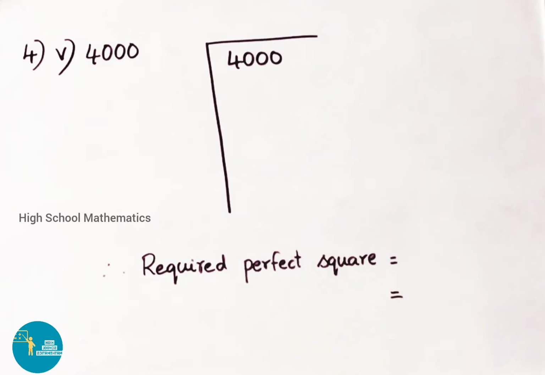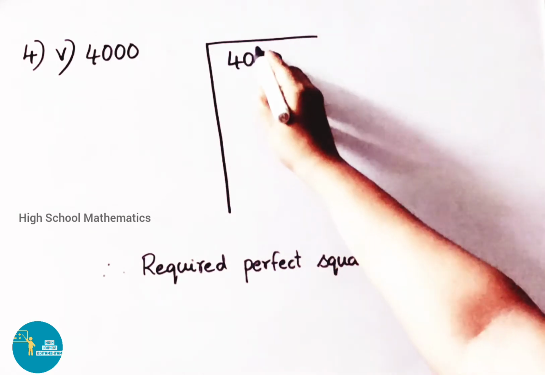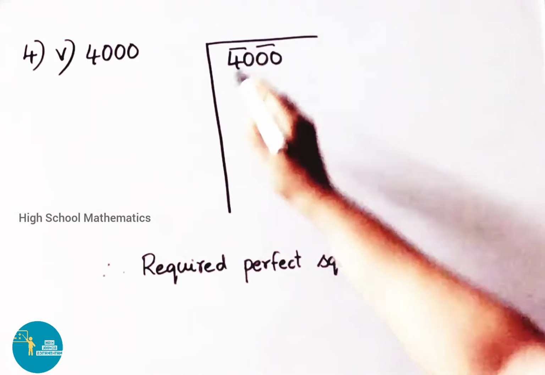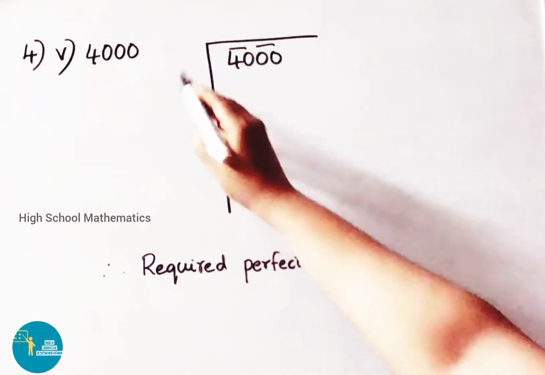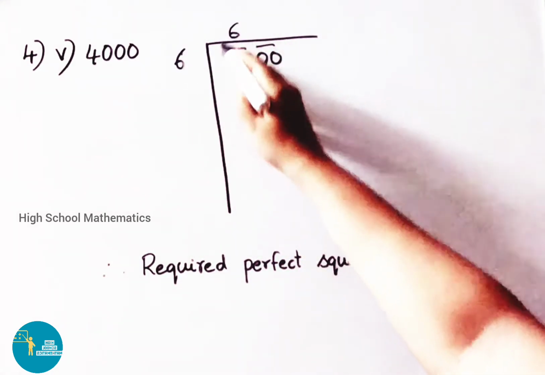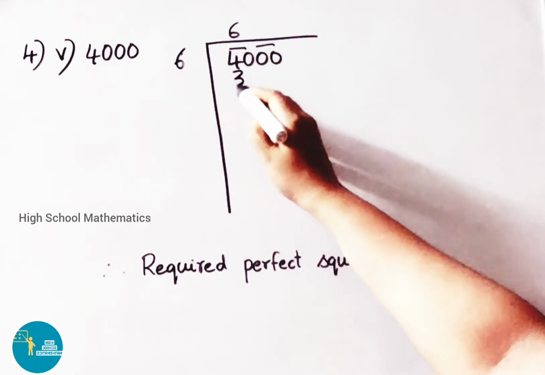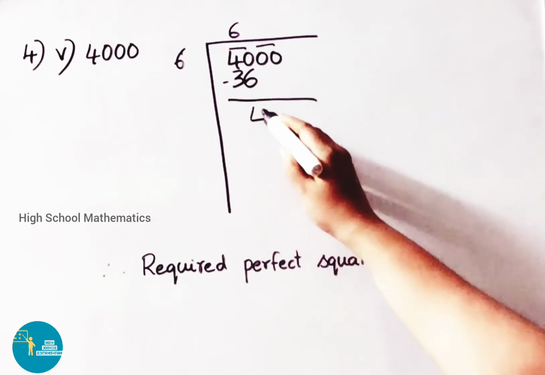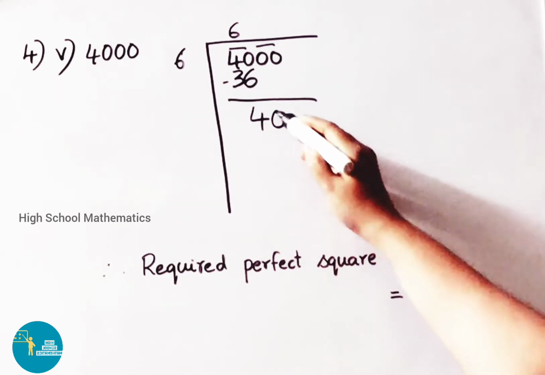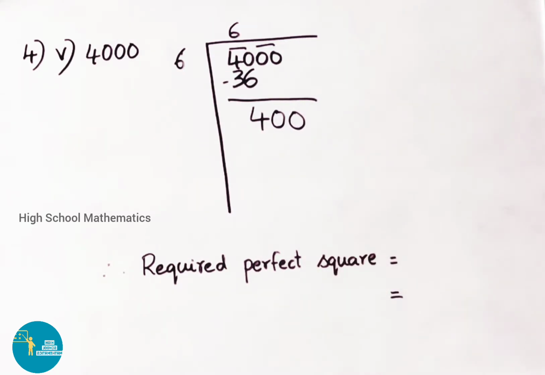See now fourth question, fifth sum, 4000. We need to find the square root for this number. Let us write the given number in pairs. Here the first 2 digits are 40, so let us take 6 square. 6 square answer is 36. 40 minus 36, we get remainder 4. Write down the next 2 zeros. Now the number is 400.